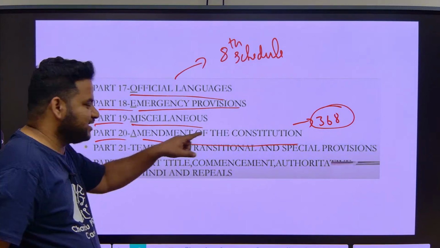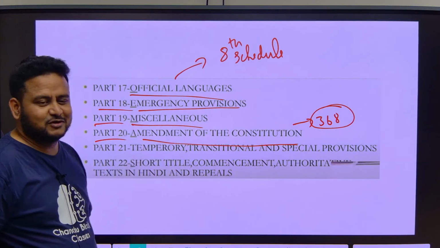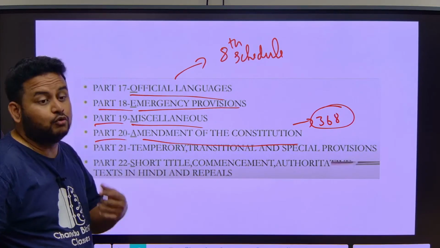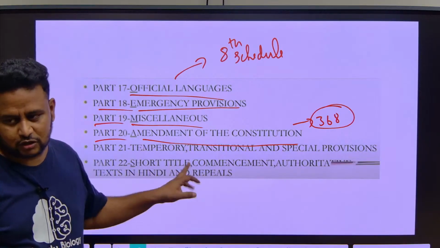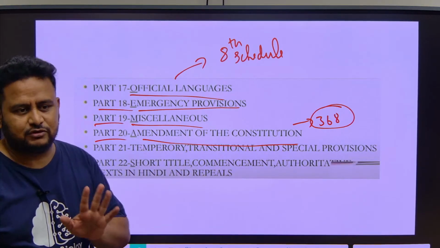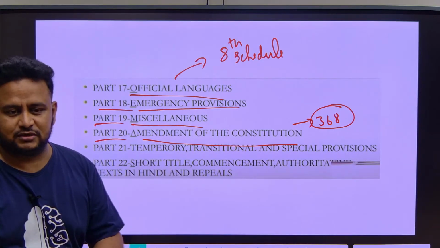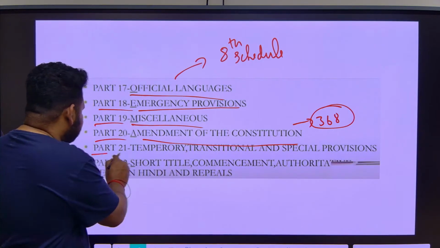Article 368 is amendment of the constitution. I will tell you how the amendment of the constitution takes place when I talk about this. There are some important amendments you have to remember. Like I told you, the 42nd amendment is also called the mini constitution. Next is part 21.